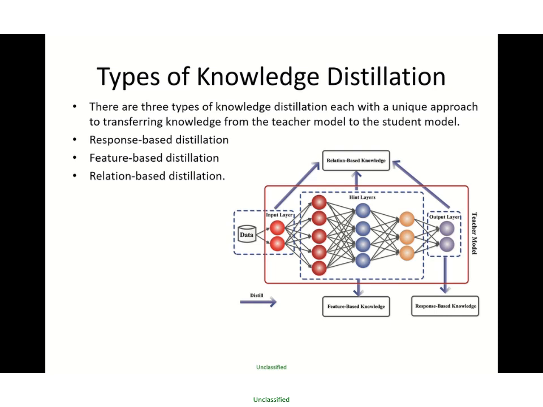Types of knowledge distillation. There are three types of knowledge distillation, each with a unique approach during implementation. One is response-based distillation, another is feature-based distillation, and the third is relation-based distillation. All these types of distillation happen at different levels in the training ecosystem, as you can see from the visualization.